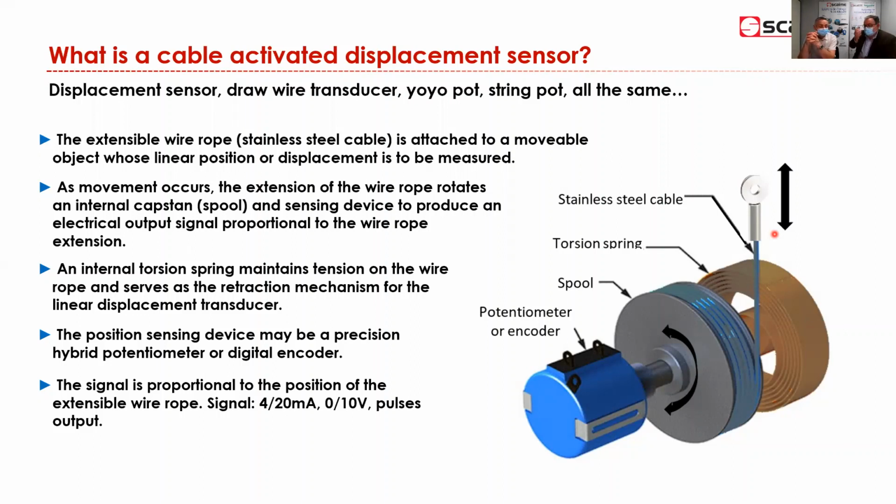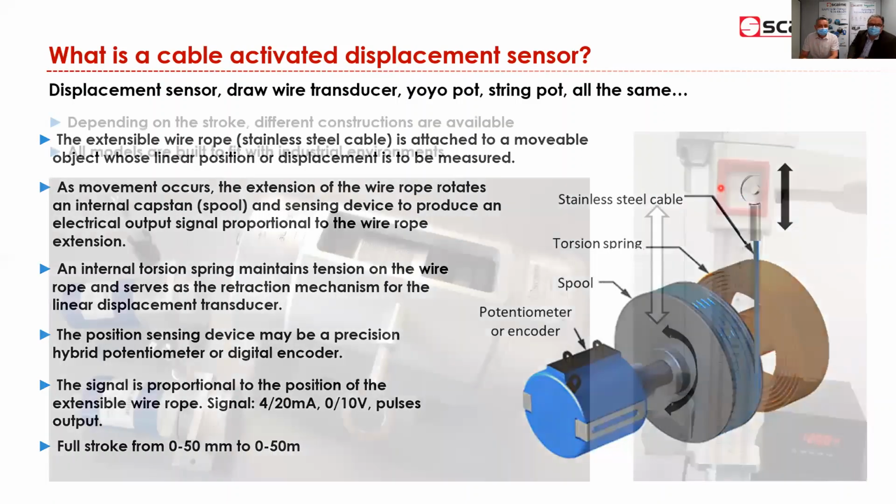So if we add an amplifier board, we can amplify this signal and provide 0 to 10 volts or 4 to 20 milliamps. Exactly. We can put this electronic card inside the sensor, and directly you have the right signal, 4 to 20 milliamps, to go to a PLC, for example. Okay, so it's completely transparent for the customer. Exactly. And for full stroke, from 0 to 50 millimeters up to 0 to 50 meters.